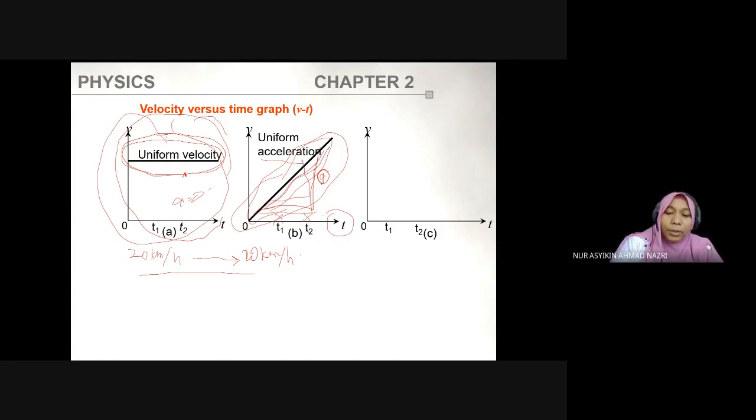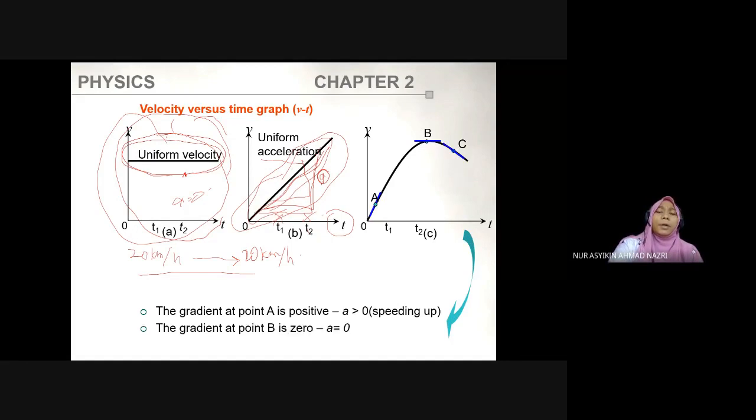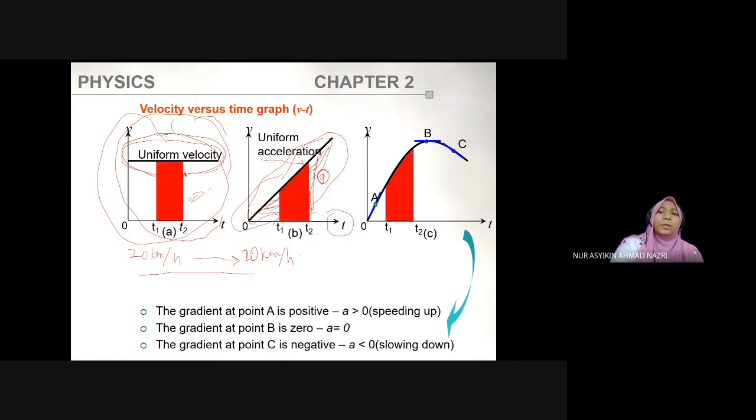Next one, okay, kita ada case yang bit complicated. So involve ada tiga case, speeding up. So at first dia speeding up, lepas tu tengah traffic light dia berhenti kejap, lepas tu dia slowing down ataupun dia turun bukit ke. So dia dah tak boleh speeding up turun bukit laju pula kan. Naik bukit lah maksudnya. Okay.